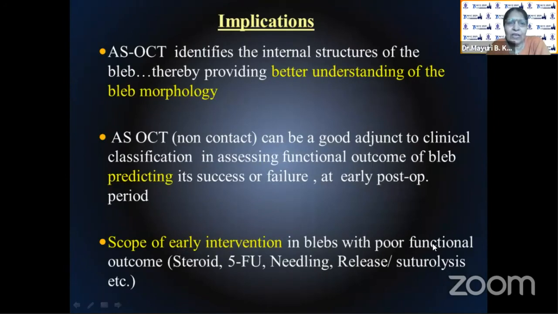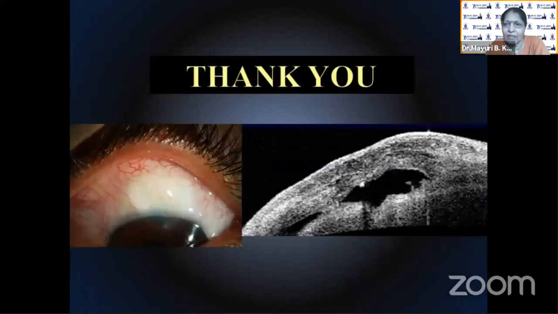So the implication is, ASOCT can identify the internal structure of the bleb, thereby providing a better understanding of the bleb morphology, and you can manage your patients accordingly. It is a non-contact technique, and can be a good adjunct to the clinical classification in assessing the functional outcome of the bleb. And there is scope for early intervention in the blebs with a poor functional outcome. You can enhance the steroid dose, 5-FU injection with needling can be done, and you can release your suture if you have any. Thank you very much.